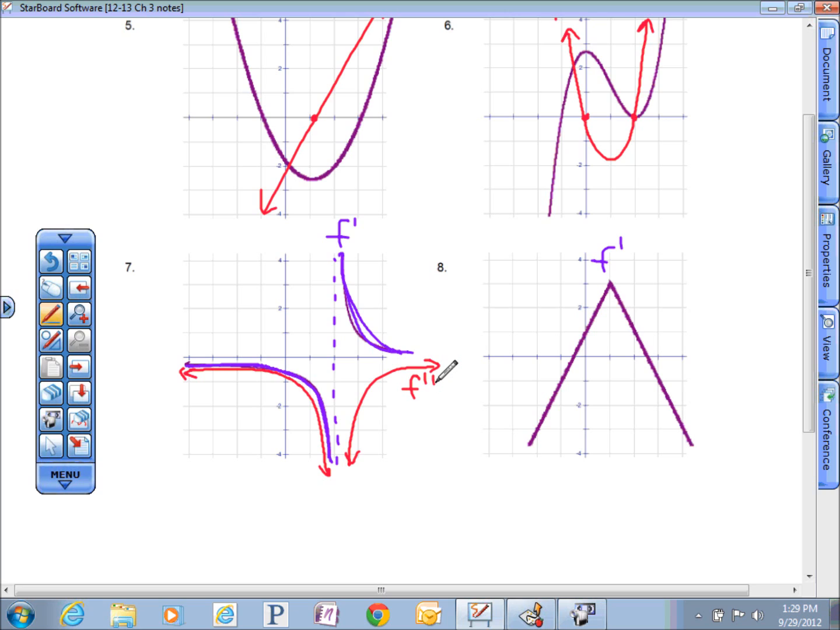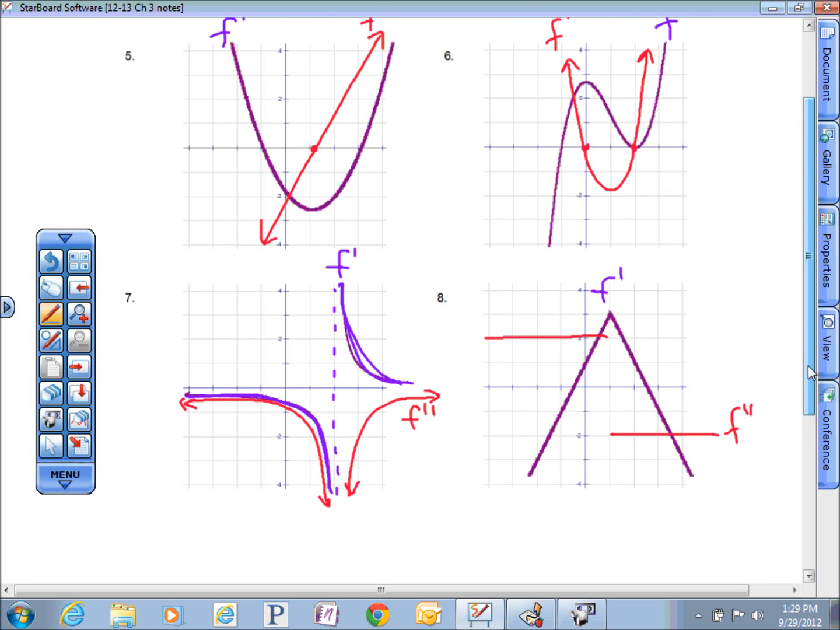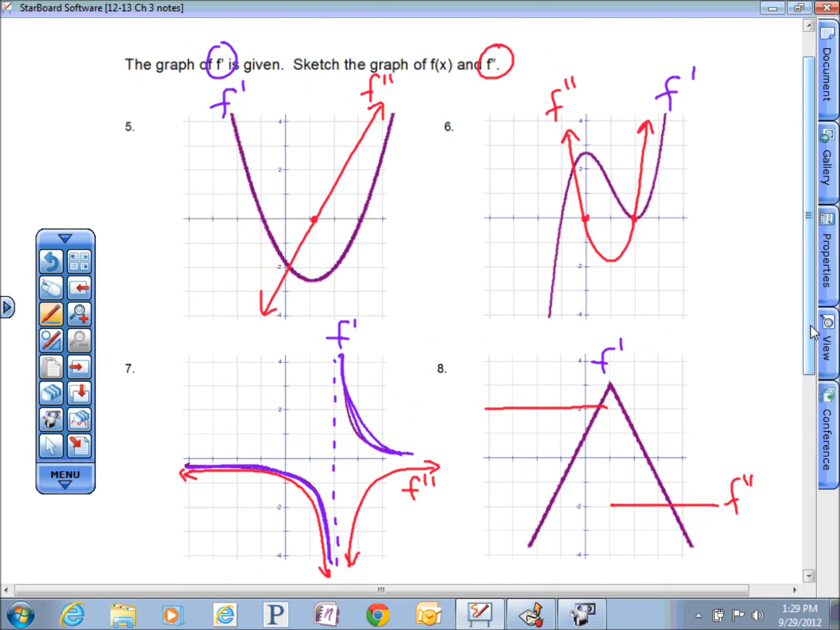This last one, we've already done this once. Purple function's increasing with a slope of 2. Red function is going to be a horizontal line at y equals 2. Purple function decreases with a slope of 2. Red function, horizontal line at y equals negative 2 with no value at x equals 1 because of the sharp turn. So there, we've done second derivative. That's hopefully getting a little easier. Now for the original function.